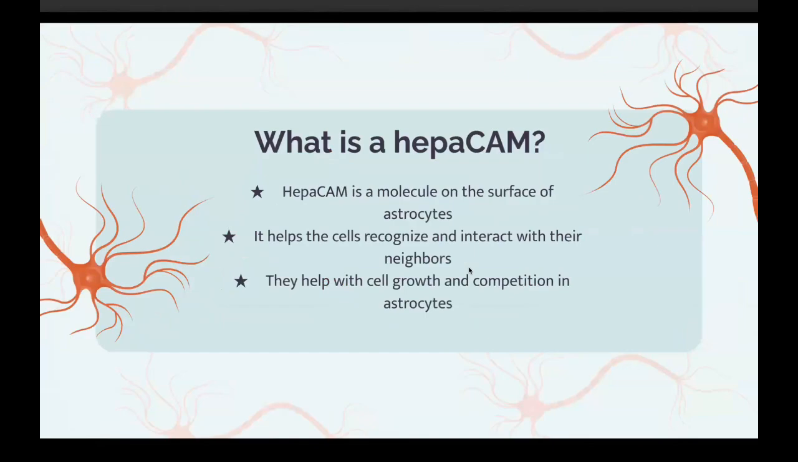Now that we know what astrocytes are, let's talk about hippocamp. Hippocamp is a molecule on the surface of astrocytes. Think of it like a connector protein. It helps cells recognize and interact with their neighboring cells. Without hippocamp, astrocytes can't properly communicate with other astrocytes next to them. Finally, hippocamp helps impact how cells develop their shape and claim territory on the brain's tissue.